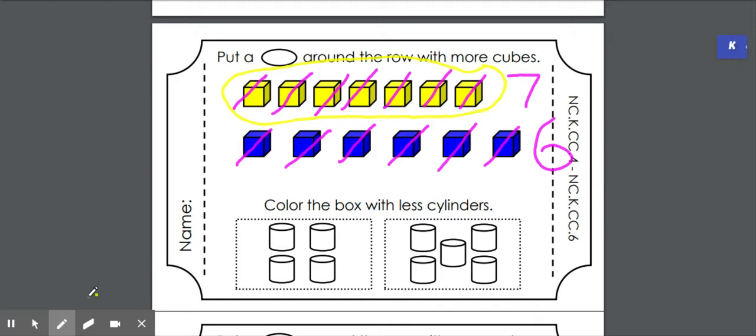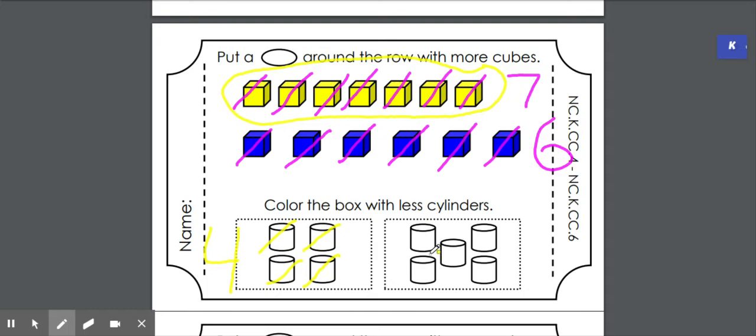So again, we're going to check and count. I'll just keep my yellow here. And let's check and count this first group of cylinders. 1, 2, 3, 4. We checked and we counted, and now Miss Ingram's writing her number beside the group so that I know how many. And how many was in the first group?